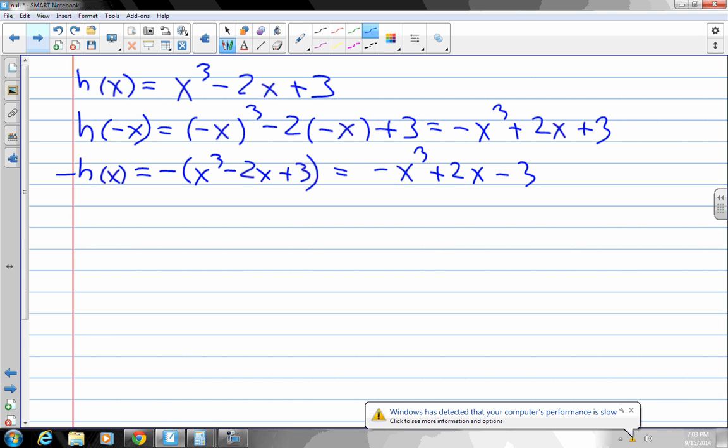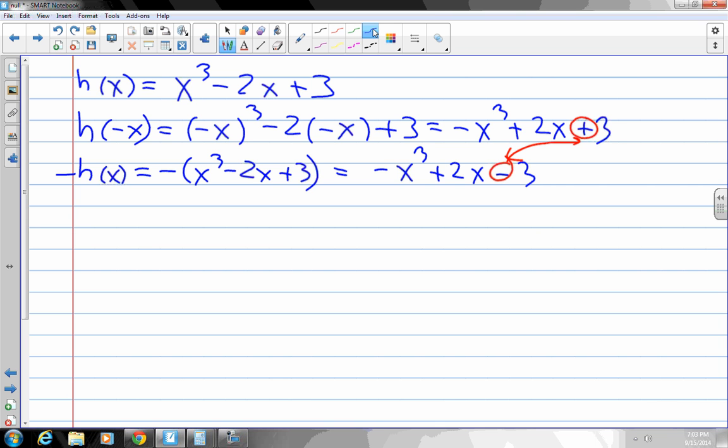Is that the same as the original? No. It differed by one sign. This is the difference. So this function is neither odd nor even. So just a function. It has some symmetries, but we don't talk about that. So therefore, h is neither odd nor even. Is that okay?